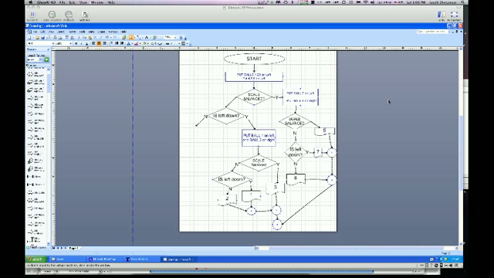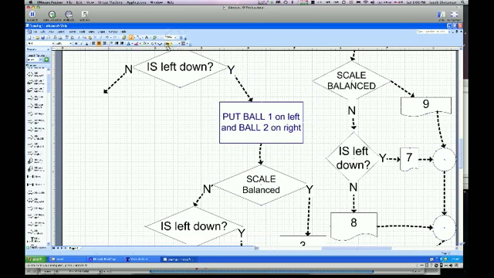We mark the balls from 1 through 9. So this is how it looks with a flowchart. I hope you can see that. I can make it a little bigger. Okay, let's look at it step by step.